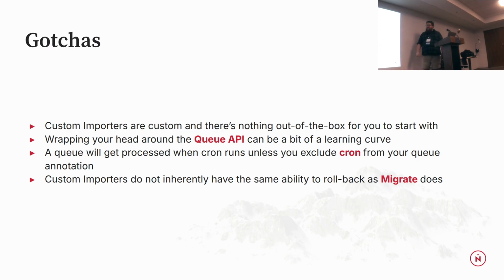Something that's also very important to note is a queue will be processed when cron runs unless you exclude cron from your queue annotation. So if you wanted your queue to run on cron, you put it in. If you don't, which most of the time I do not, because you don't want it to run every hour, because we run cron every hour usually for those kinds of things, we take that out. Another downside, there's not necessarily a way to roll back the same way that migrate does, right? When you do a migrate and you're like, oh, something's wrong, roll back. With custom importers, you throw it in. The other thing I like custom importers for again is that you can have multiple importers, right? So it's like every night I want to import something every time.